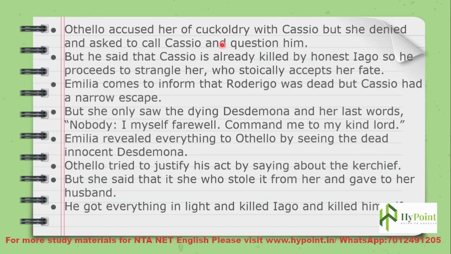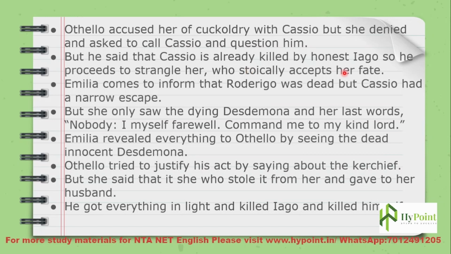See, Iago thought of this before, that when Othello accused Desdemona of disloyalty, she would deny it because she had not done anything like that. So she will ask Othello to ask Cassio. So if Cassio is not in a position to answer any of his questions, then that will be favorable to Iago. So that is why he wanted to get Cassio mortally wounded that night in particular. But Othello said that Cassio is already killed by honest Iago, so he proceeds to strangle her, and she stoically accepts her fate.